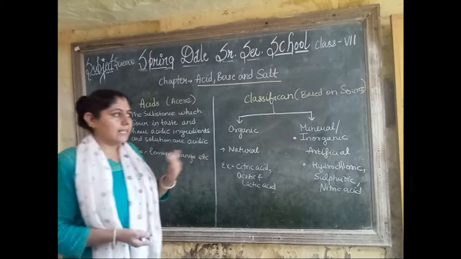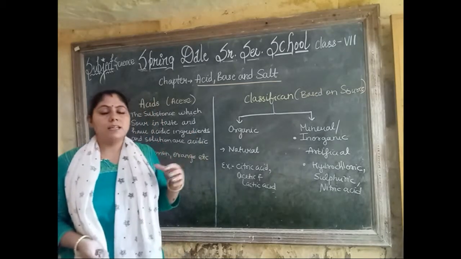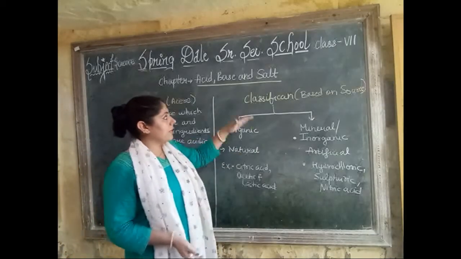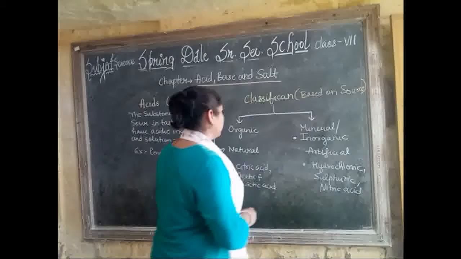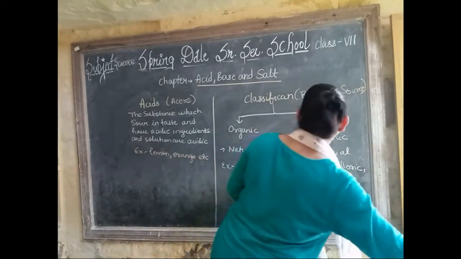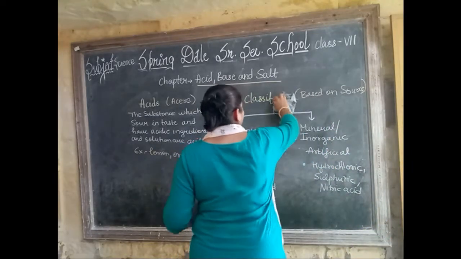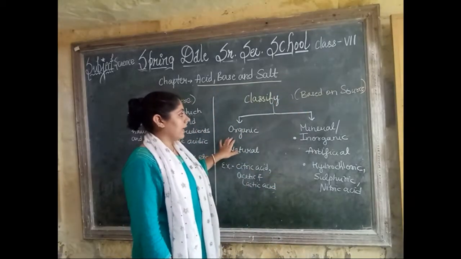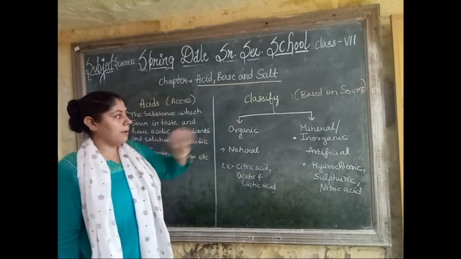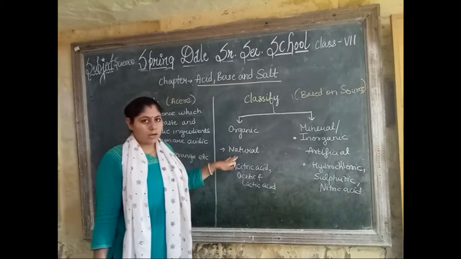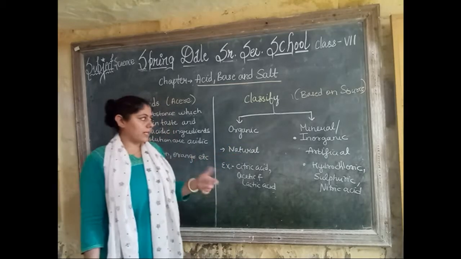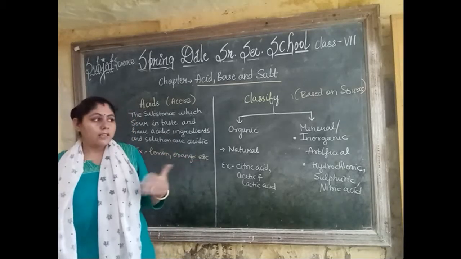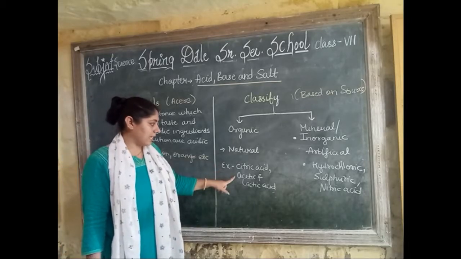Now the acid is classified based on source and based on strength. First, the classification based on source: we can classify acids into organic and inorganic, or mineral. Organic acids are natural, and mineral acids are artificial. Organic acids have scientific names also, like citric acid, acetic acid, lactic acid.